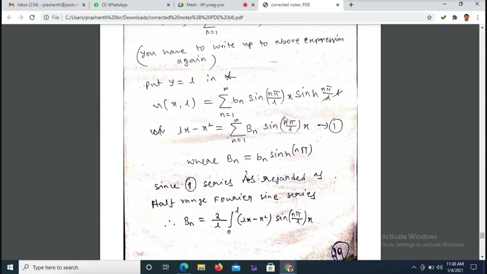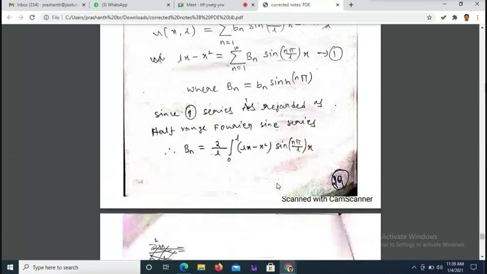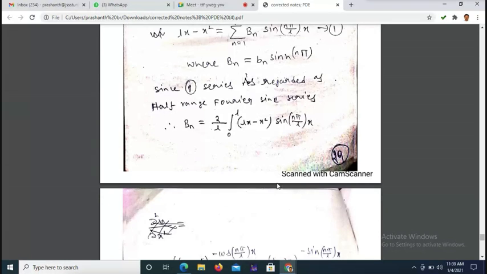Because it is a half-range Fourier sine series, the solution you write at the end is the same. You are going to find the value of Bn by using the formula in the half-range Fourier sine series: 2 by L, 0 to L, Lx minus x square, sin n pi by L into x. Because L here is an arbitrary period, I'm applying that to find the Bn value, with L as it is. So you know how to integrate.